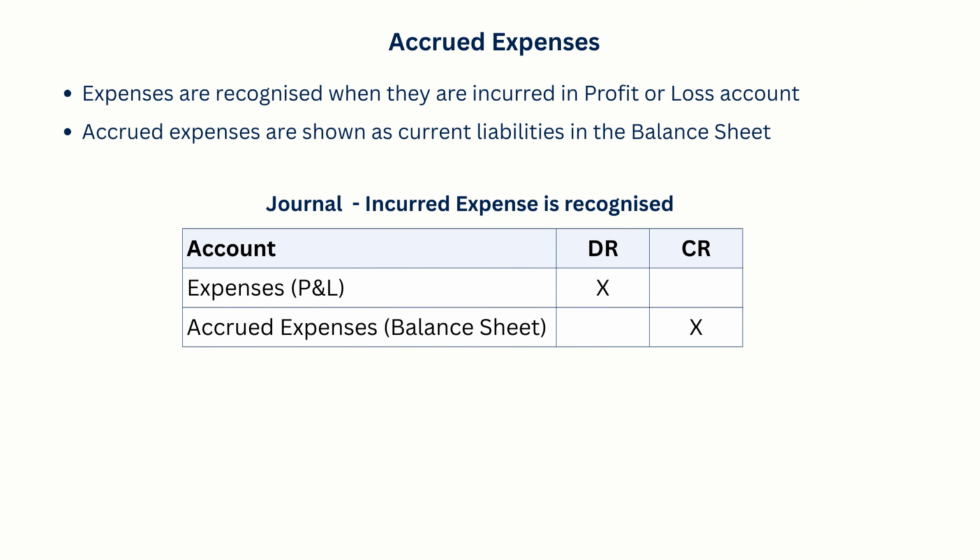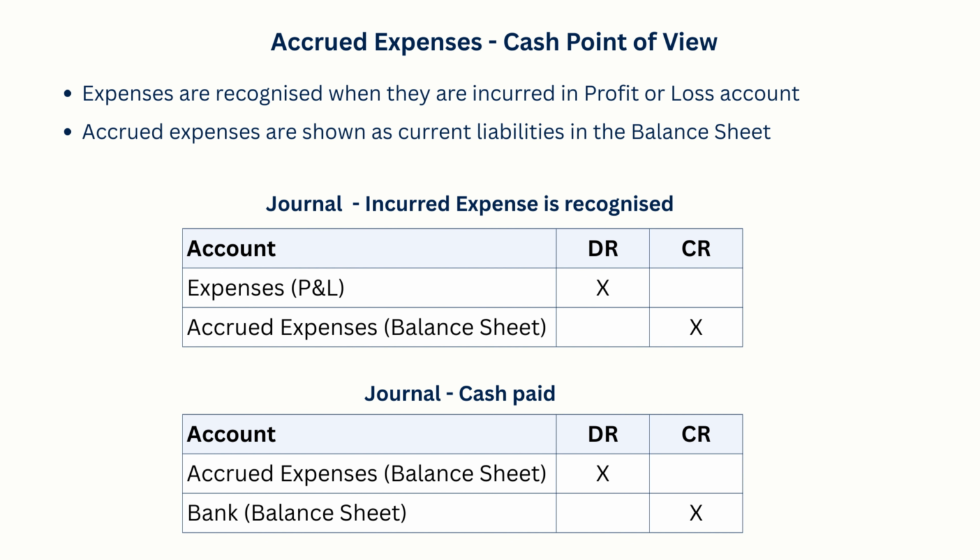From a cash point of view, when an expense has been incurred but not yet paid, we recognise the expense in the profit or loss account and a corresponding liability in the balance sheet. This reduces profit for the period and ensures costs are matched to the correct accounting period. Accrued expenses are presented as current liabilities. Cash is unaffected at this stage.